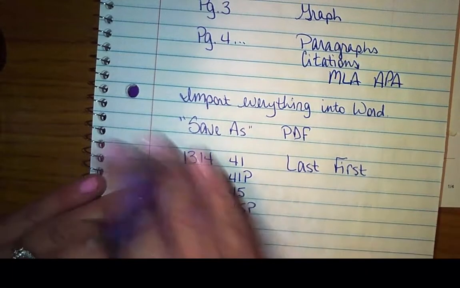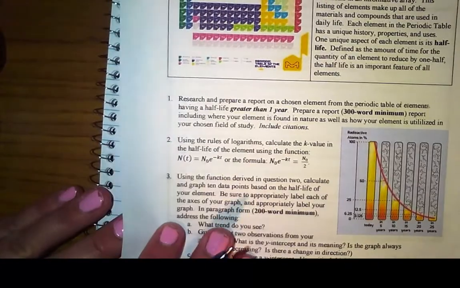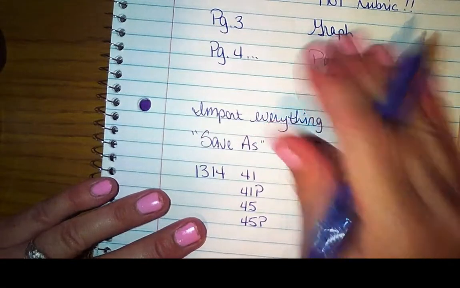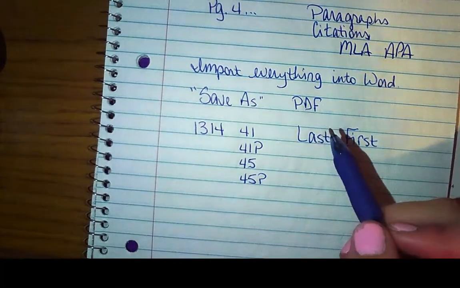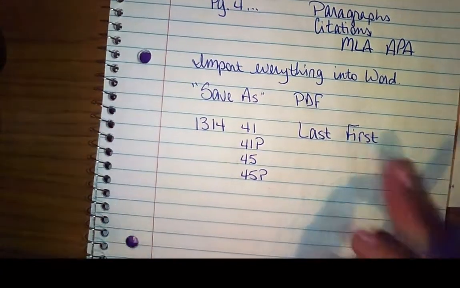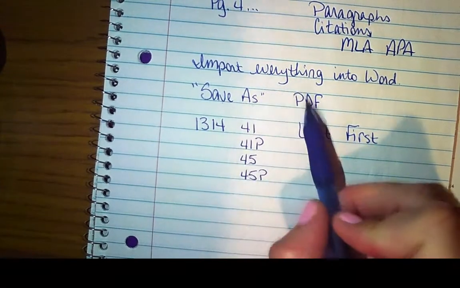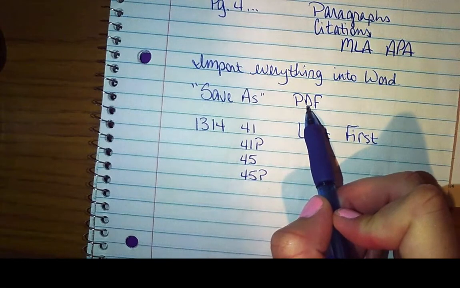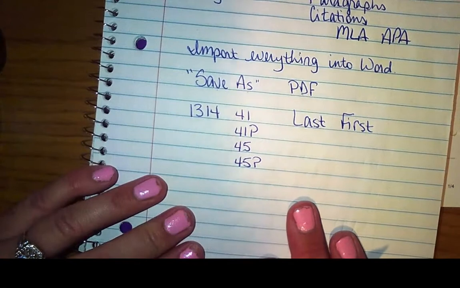So once you have this, you need to import everything into Word. Page number 1 in Word is your title page. Page number 2 is going to be a picture with your cell phone of this document. Pull it into Word. Page number 3 is your graph. Page number 4 is the rest of that. Once you have everything in Word in the correct order, you need to hit Save As, and on File Type, scroll down to PDF, and it's going to change it into a PDF for me.